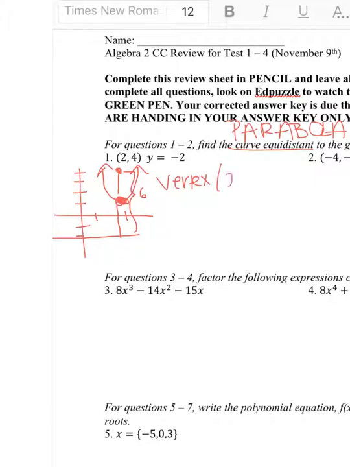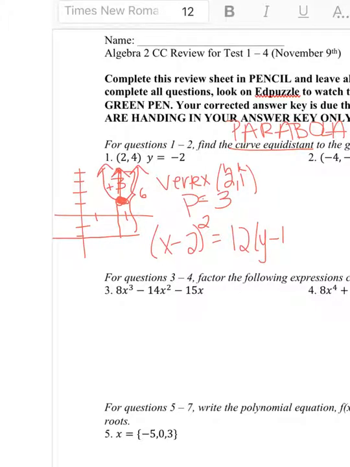So my vertex is (2, 1), and this is h and this is k. My p-value is the distance from the vertex to the focus, so here to here I'm going up 3, so p is a positive 3. So when I plug this in, this is (x minus h) squared equals 4 times p times (y minus k) for number 1.